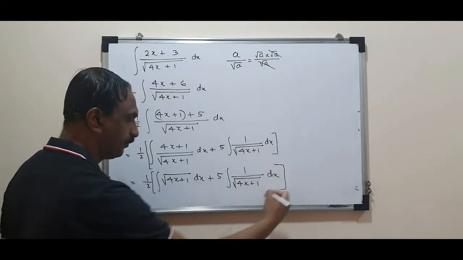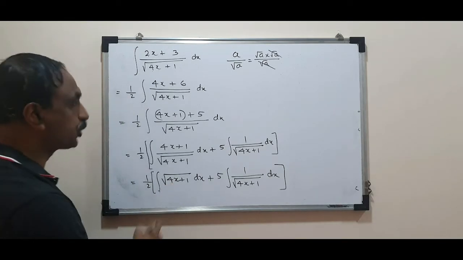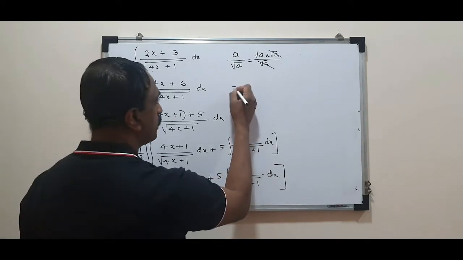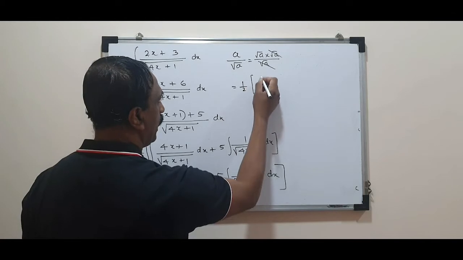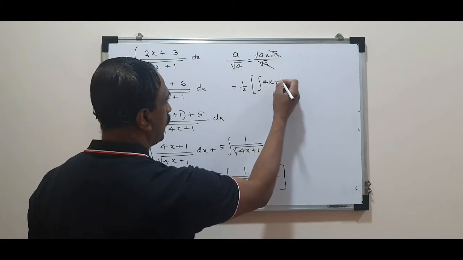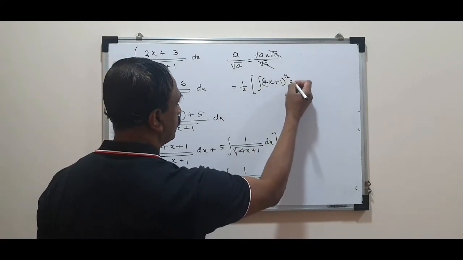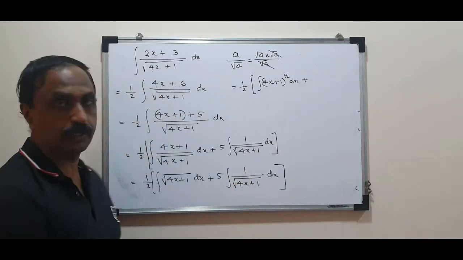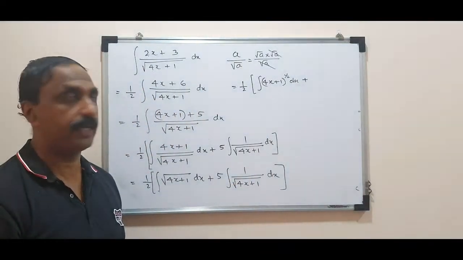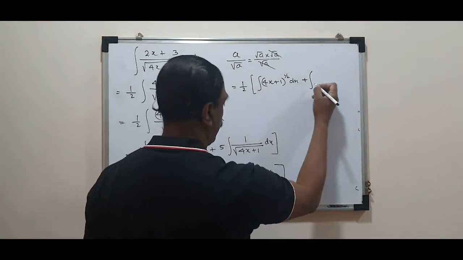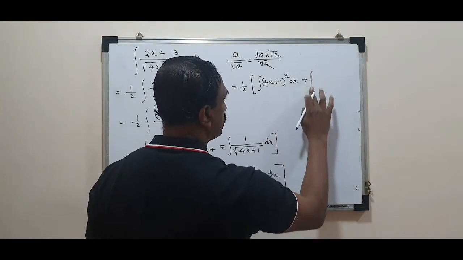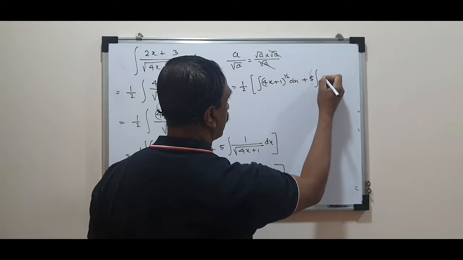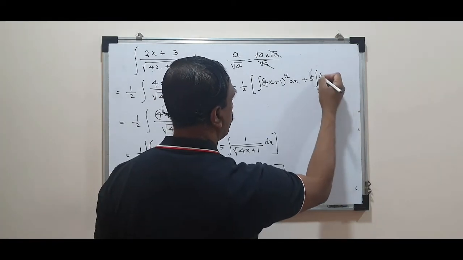Now what can I do? This is (4x plus 1) raised to half. So I have a direct formula for this. Half into integral (4x plus 1) raised to half dx. And this can be written directly as 1 upon root x integral to root x. You can directly apply it. But if you do not feel very confident, then you can write it as 5 integral (4x plus 1) raised to minus half dx.